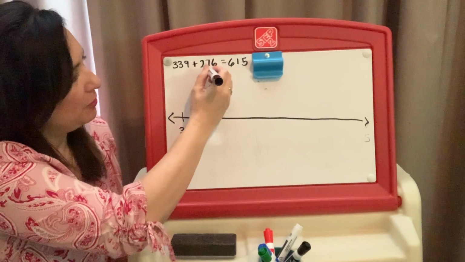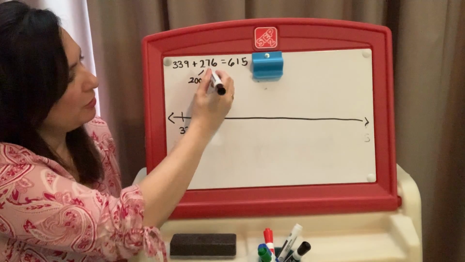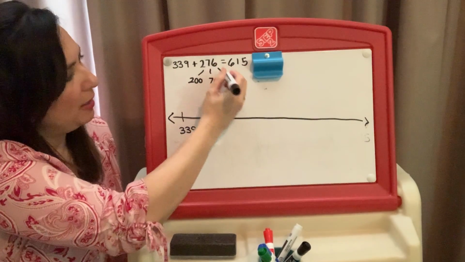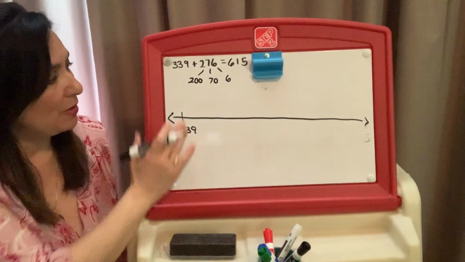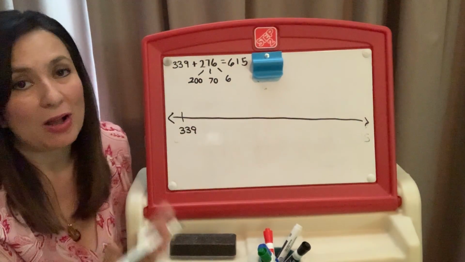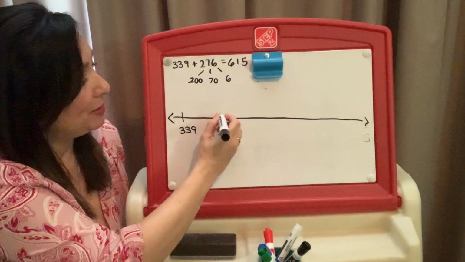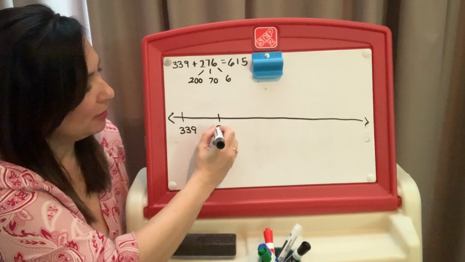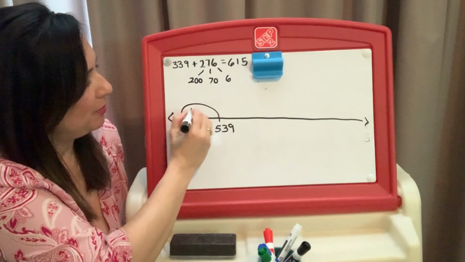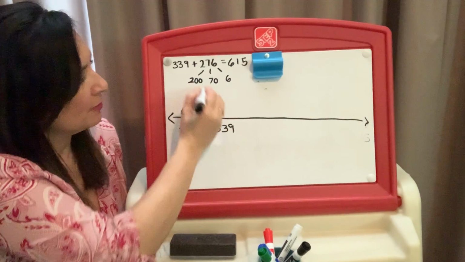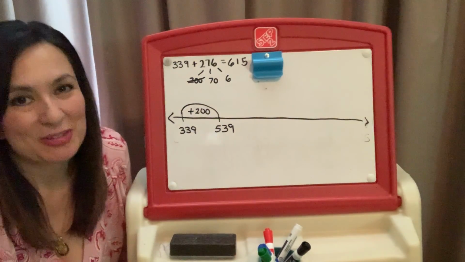I'll decompose 276 by place value. 200s is 200, 7 10s is 70, and my 6 1s. I know I need to jump 200. We already said when we did this before, 339 plus 200 is 539. So I'll just position it, draw my jump, and label it. Okay. Now I need to jump 70.